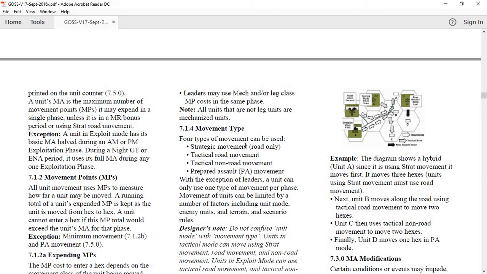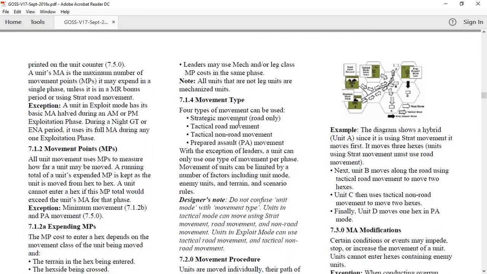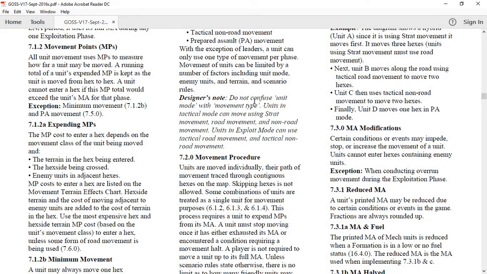Movement type. Four types of movement can be used: strategic movement, road only, tactical road movement, tactical non-road movement, and prepared assault or PA movement. With the exception of leaders, a unit can only use one type of movement per phase. Movement of units can be limited by a number of factors including unit mode, enemy units, and terrain and scenario rules. Designer note: do not confuse unit mode with movement type. Units in tactical mode can move using strat movement, road movement, and non-road movement. Units in exploit mode can use tactical road movement and tactical non-road movement.